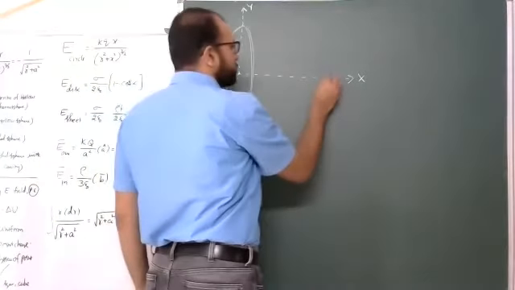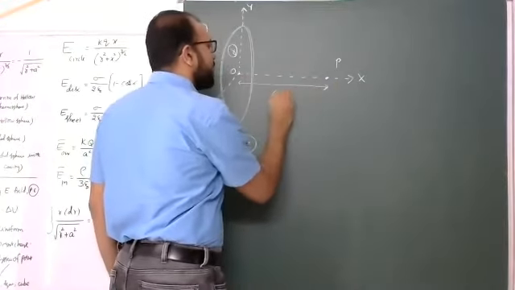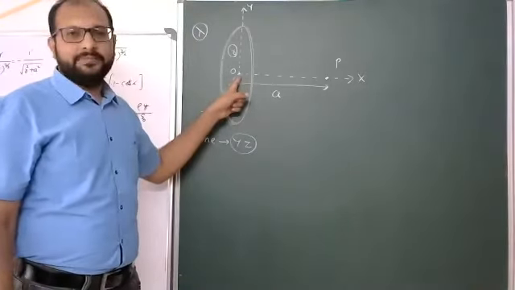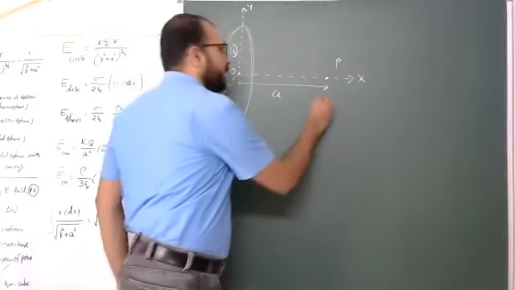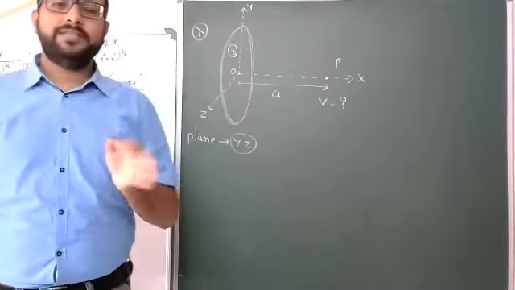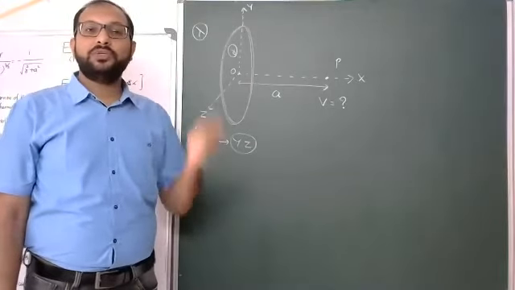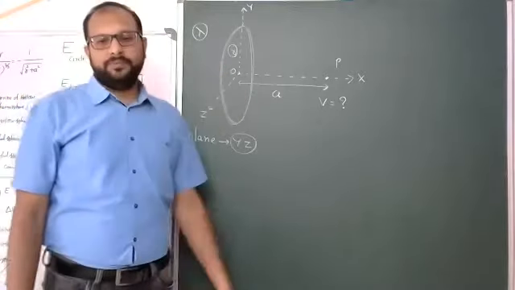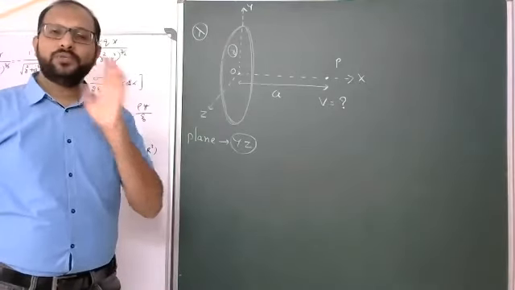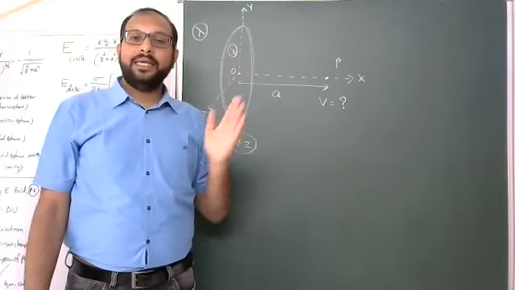Now I am taking one point P. This point P is at a distance small a from the center of the ring. At this point P, potential equals question mark. Students, that is our target now: potential at a distance small a on the axial line of a uniformly charged ring. Now this potential, students, again two methods we have. dV equals minus integral E bar dot dr bar.